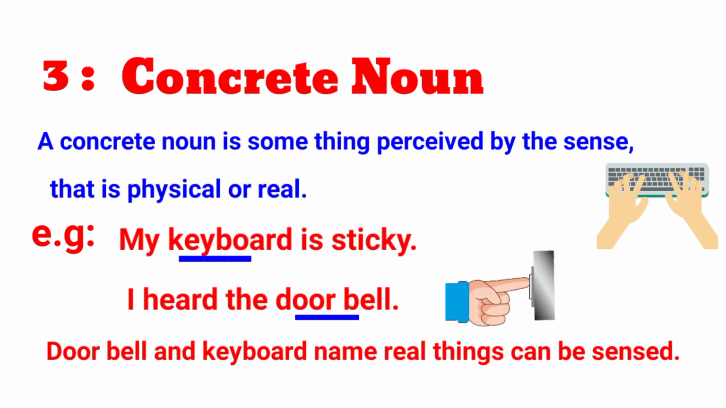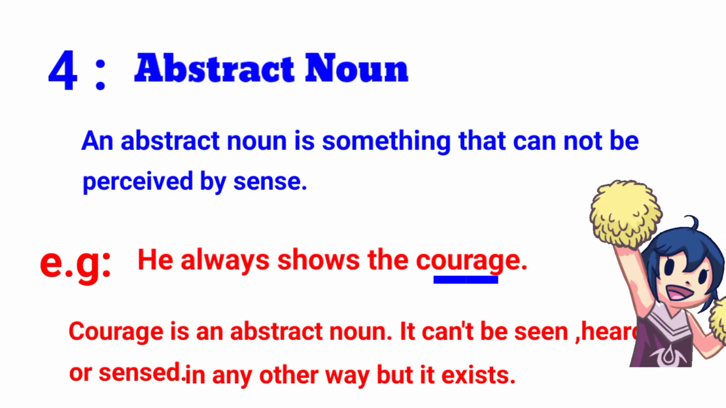Number 3, concrete noun. A concrete noun is something perceived by the senses, that is physical or real. For example, my keyboard is sticky. I heard the doorbell. Doorbell and keyboard name real things that can be sensed.